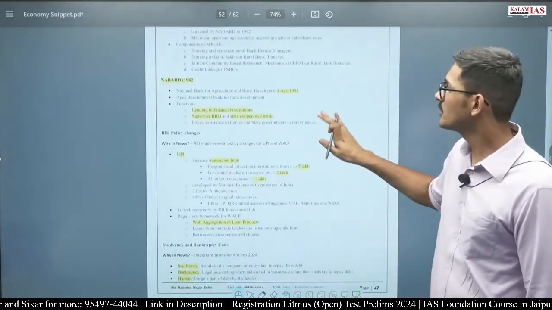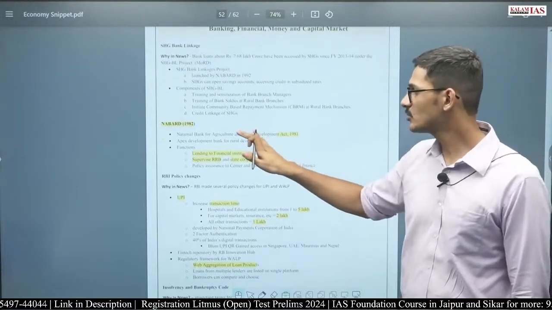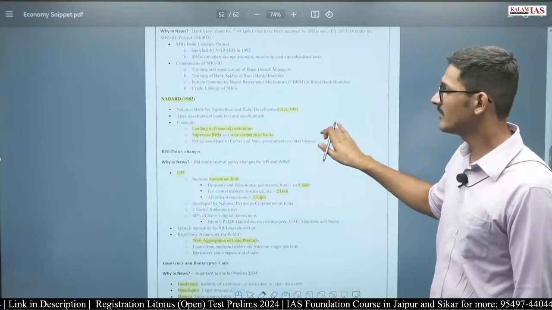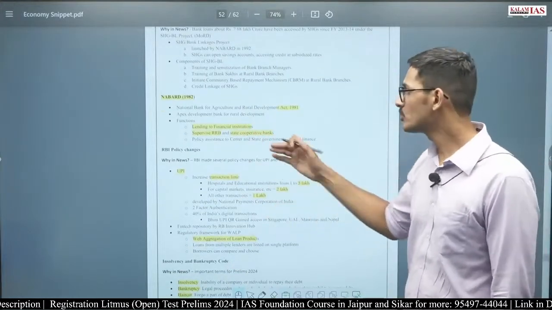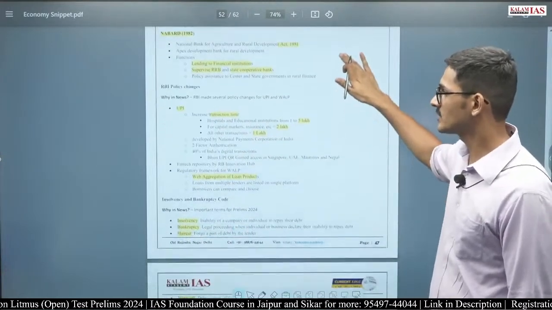SHG bank linkage was in the news recently. It was started by NABARD, and NABARD was established in 1982 as per the NABARD Act 1981. The function of NABARD is to lend to financial institutions and supervise regional rural banks and state cooperative banks.